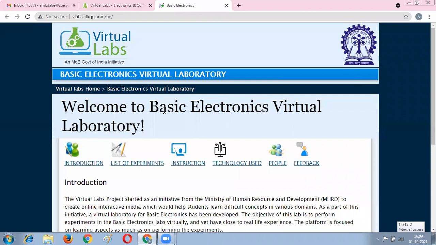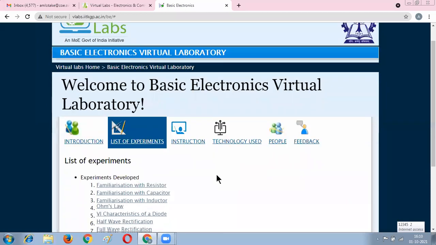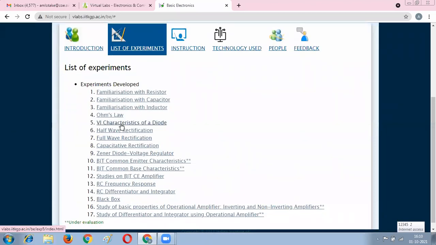And this is nothing but your basic electronics virtual laboratory. What is the basic electronics virtual lab? Last time we discussed this. There is a list of experiments that comes under this basic electronics lab. Last time we took the first one, that is VI characteristics of diode. Now we'll go for the second, that is Ohm's law, and the third, that is half wave rectification. We'll go for Ohm's law first, and then half wave rectification.